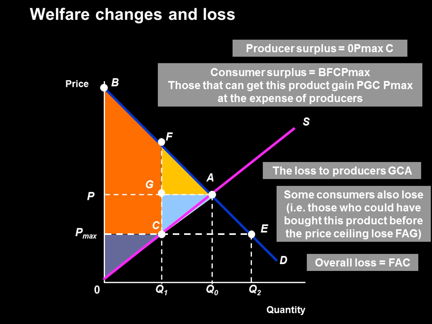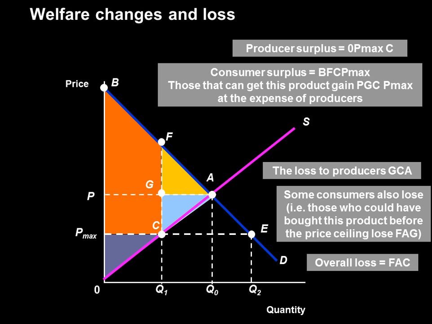So clearly they have made an enormous benefit of FC per unit. But of course there are other consumers who are willing to pay more as well than they actually have to pay. So clearly consumers are benefiting from the imposition of this rent control, this P-max. And that particular area is BFC P-max.